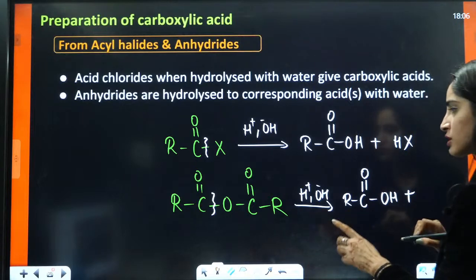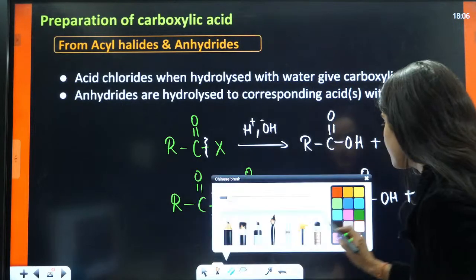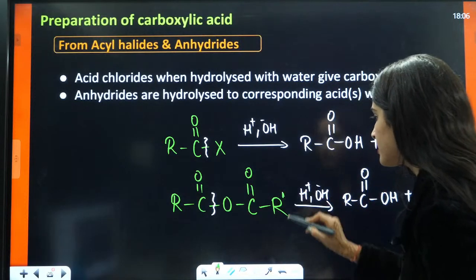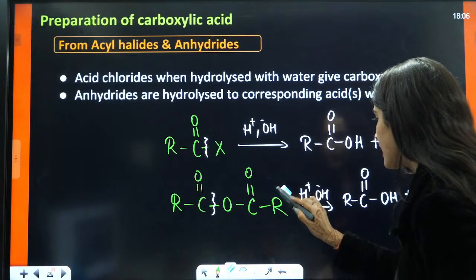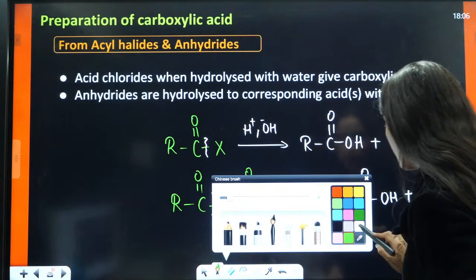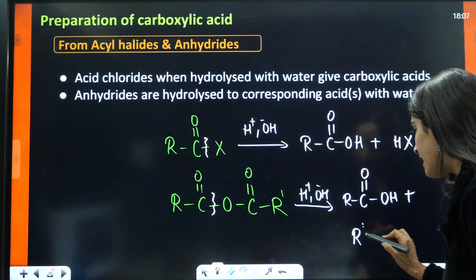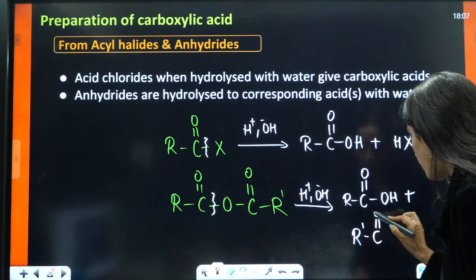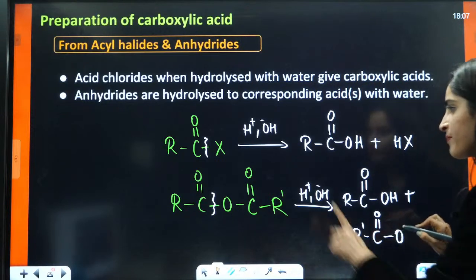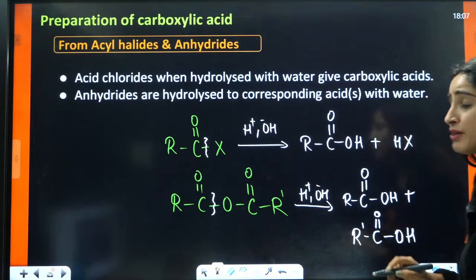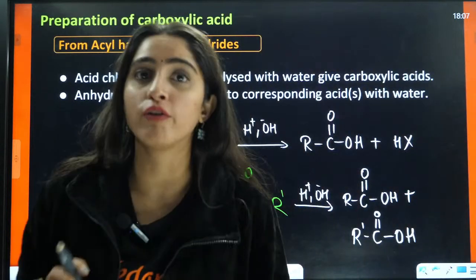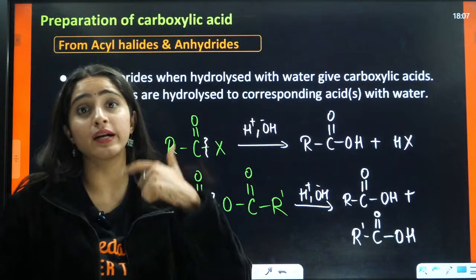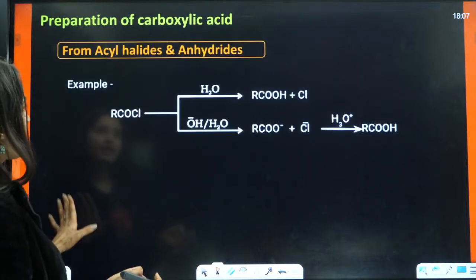This will be a carboxylic acid, plus this, for example, I am saying this is R dash. This is just an example, assuming this is R dash. So this is R dash C double bond O, and this is O, and one hydrogen will be attached here. That means two acid molecules will be formed from the anhydride, and one molecule from the acid halide. So this was the reaction.